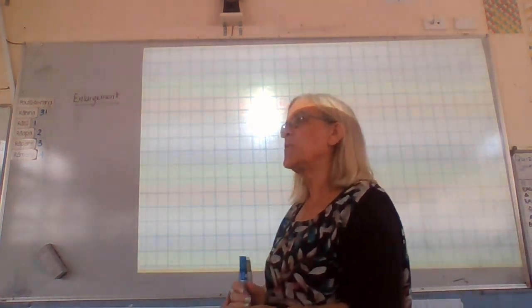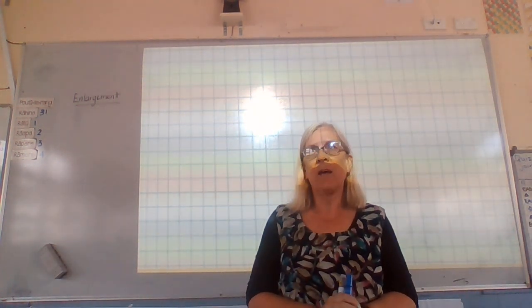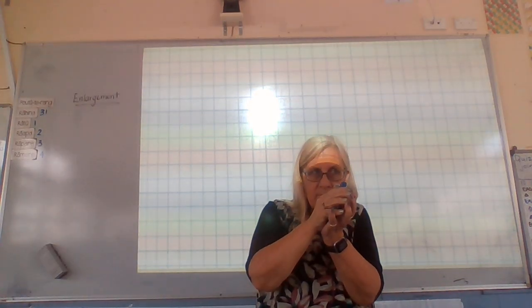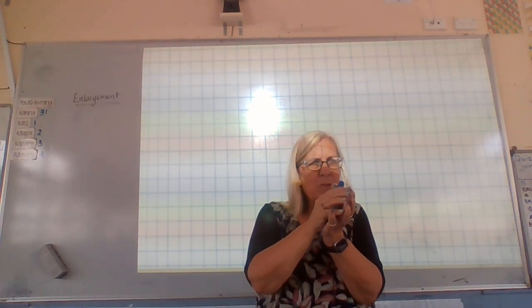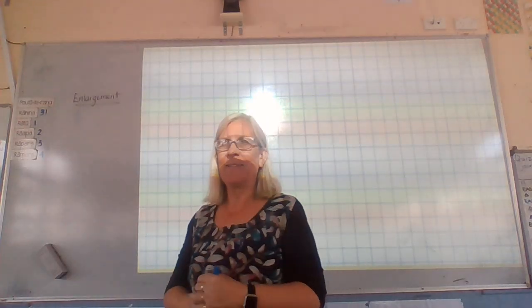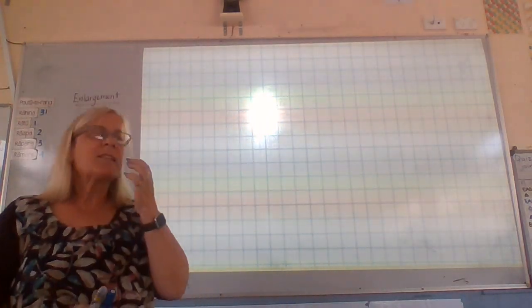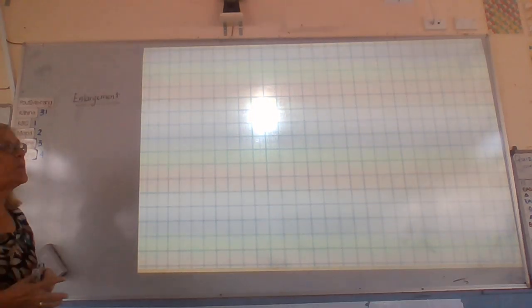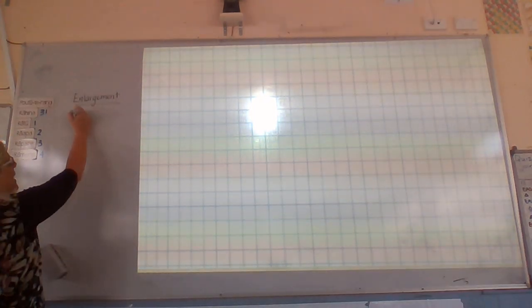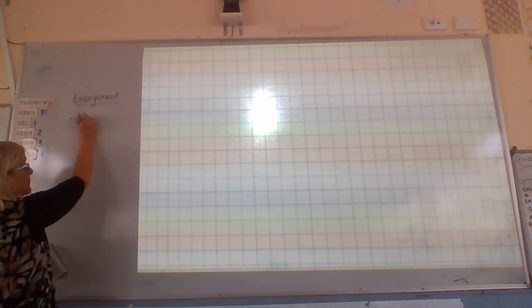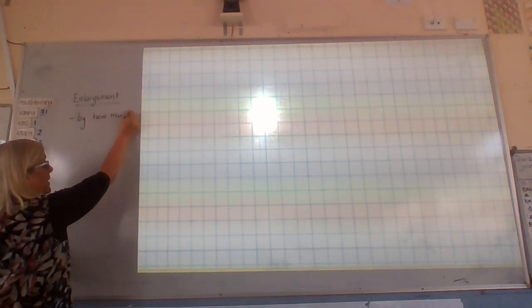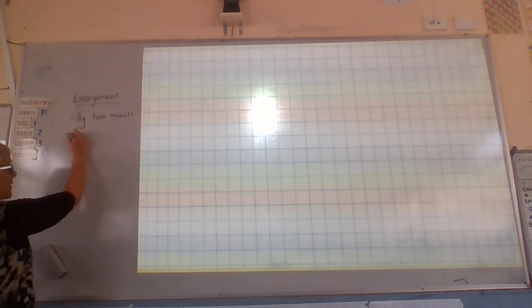So looking at enlargement means that we can look at things that are enlarged or not enlarged, made smaller. All right. So the things that we need, obviously, is we need a shape that we're going to do it to, but we also need to know by how much and from where.